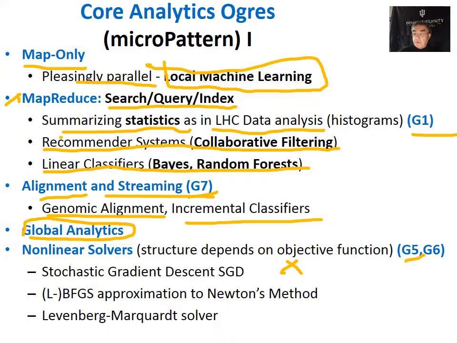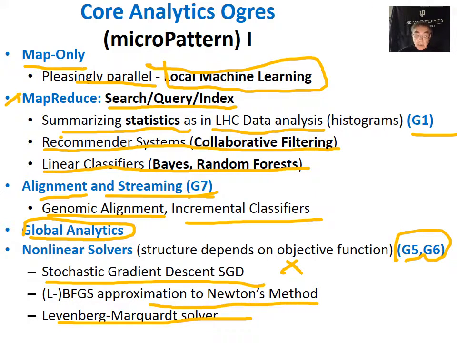Here we have G5 and G6 and the computational giant classification. Stochastic gradient descent is used in deep learning. I use Levenberg-Marquardt solvers, and lots of these global optimizations use some variant of Newton's method. SGD does not. It's using just steepest descent. Newton's method is typically when you look at the second order approximation as well. And there's where Levenberg-Marquardt comes in.